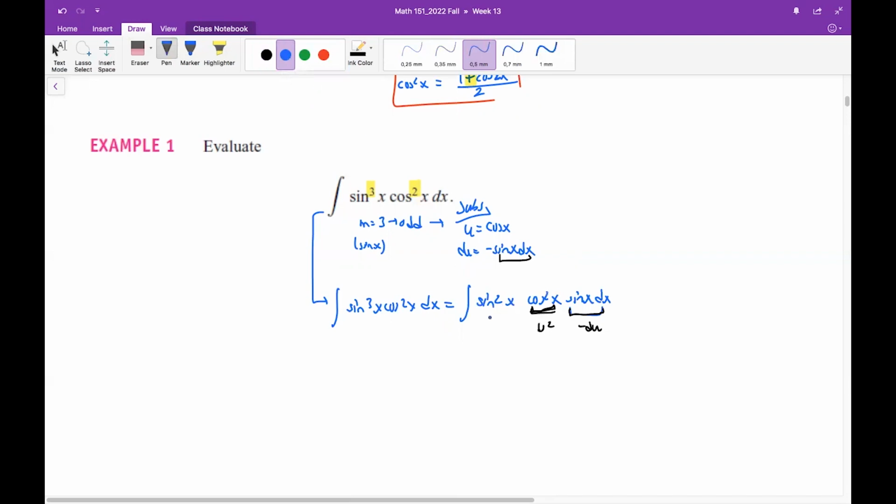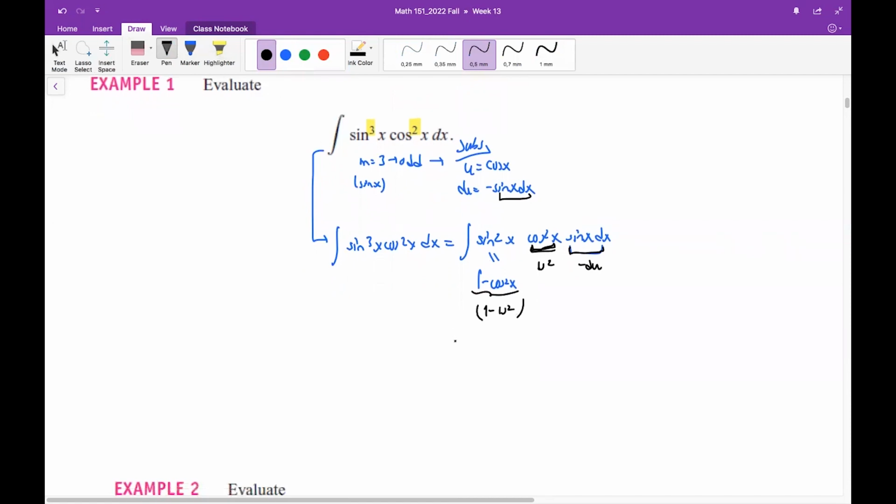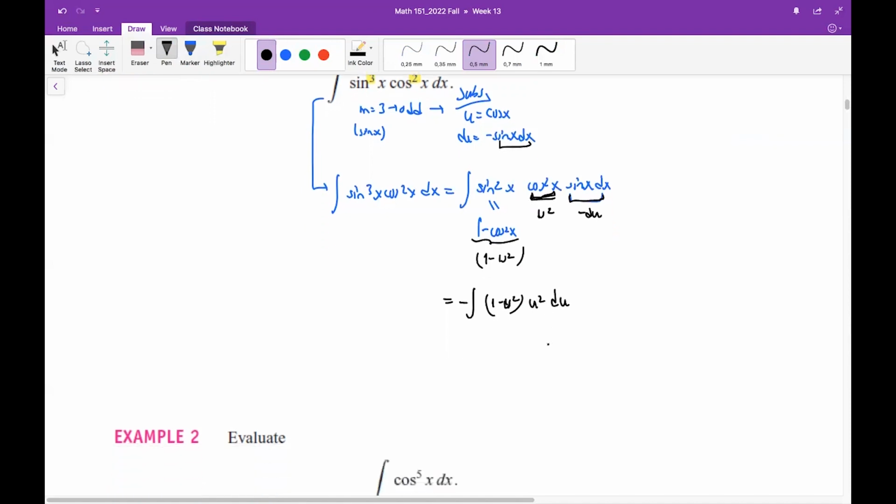And now we should find a way to express sine square in terms of cosine so that we can use our substitution u also for this part. So obviously it is 1 minus cosine square x, and this is 1 minus u square. You see, I transform everything to u's and du's in this way. So the integral is 1 minus u square, this part, times u square times minus du. So I put minus here and times du.